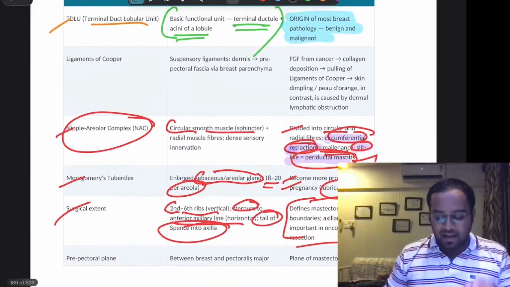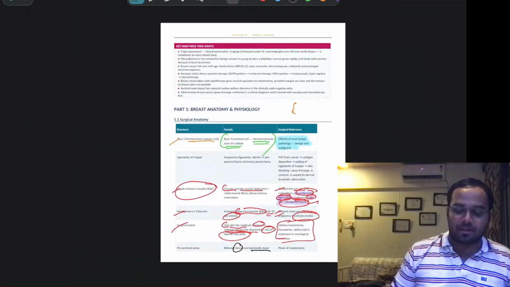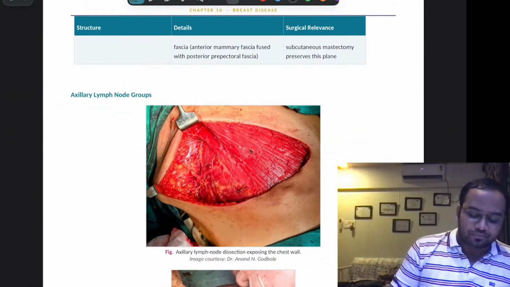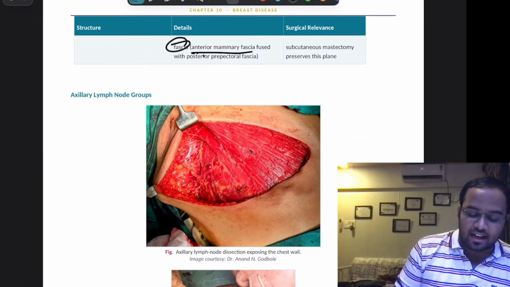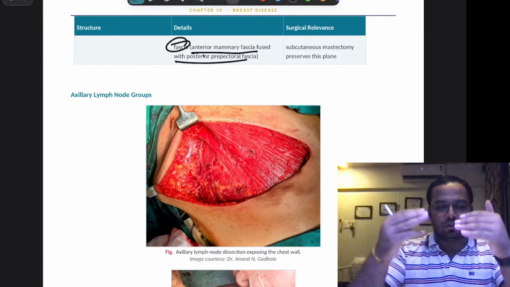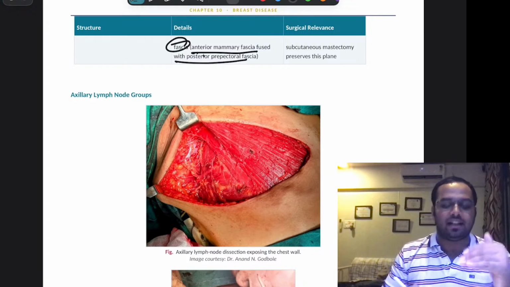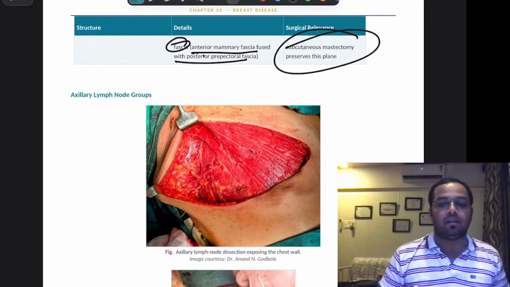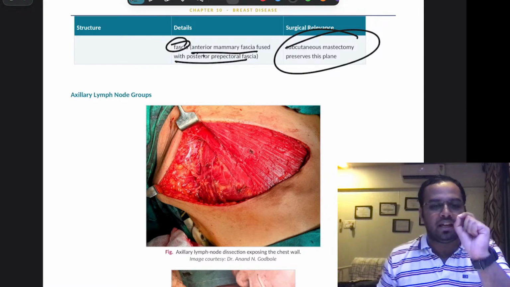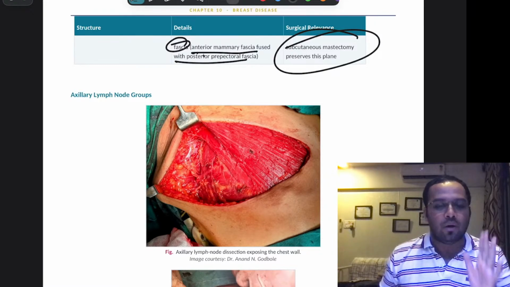So the prepectoral plane lies between the breast and the pectoralis major muscle, that is the fascia. So prepectoralis muscle fascia, anterior mammillary fascia, where the breast fascia is going to fuse with this fascia. That is going to be the plane for subcutaneous mastectomy. So in the case of subcutaneous mastectomy, in non-radical resections, you are going to go in this plane.